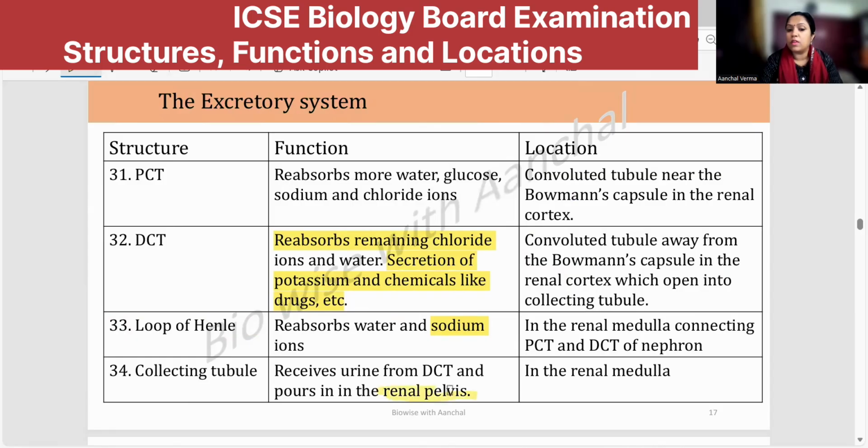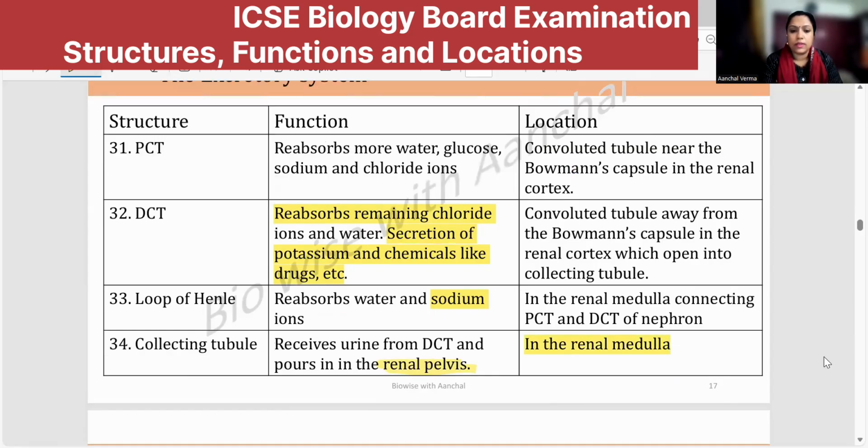Okay, the function of the collecting tubule is it collects the urine from all the nephrons and then finally puts it into the renal pelvis, from where it drains into the ureter. Okay, so what is the ureter? A tube connecting the kidney and the urinary bladder. And what is the function? It carries urine from the kidney to the urinary bladder for temporary storage. And where is the collecting tubule present? In the renal medulla. Right?